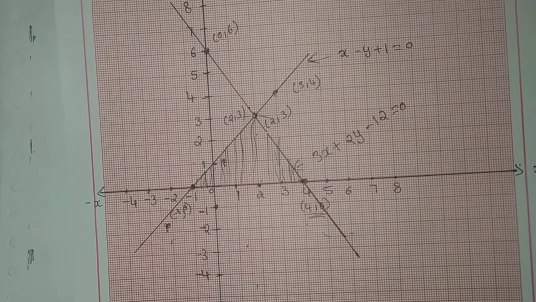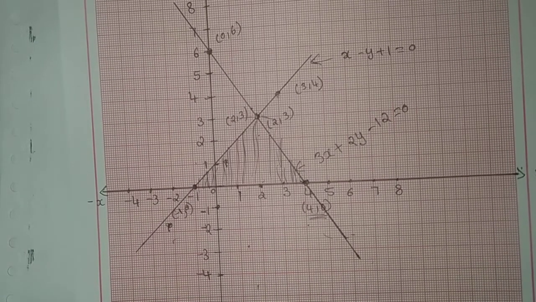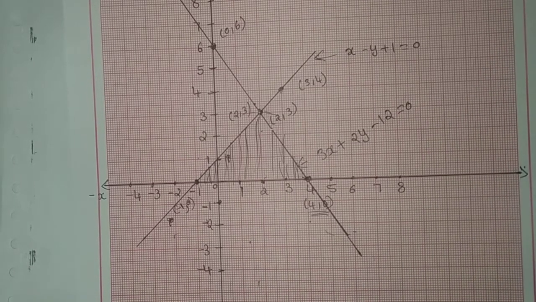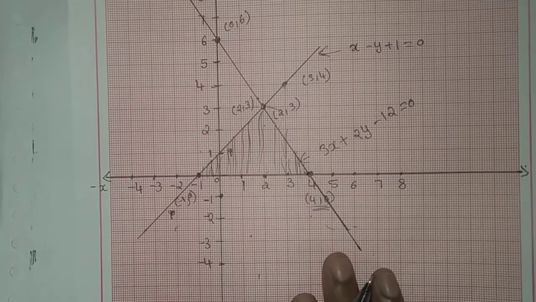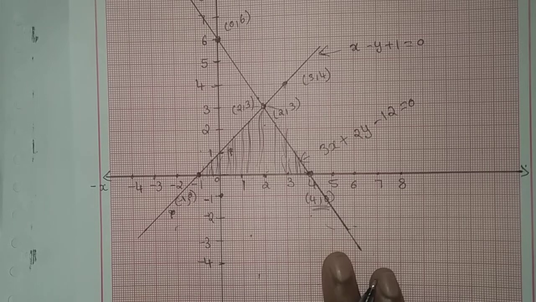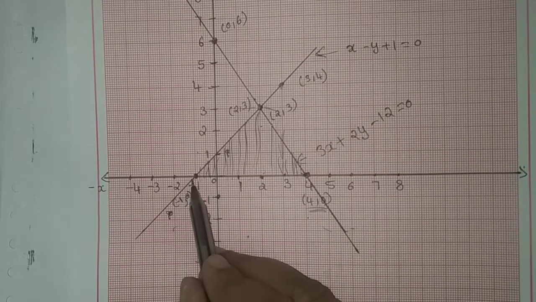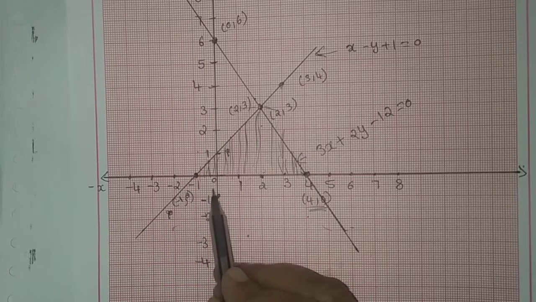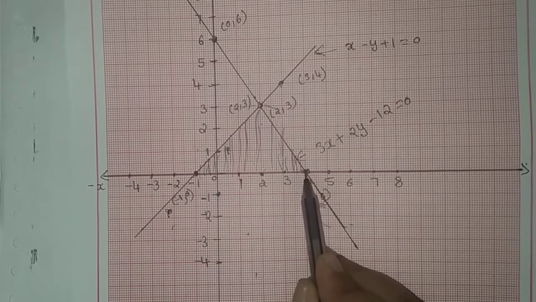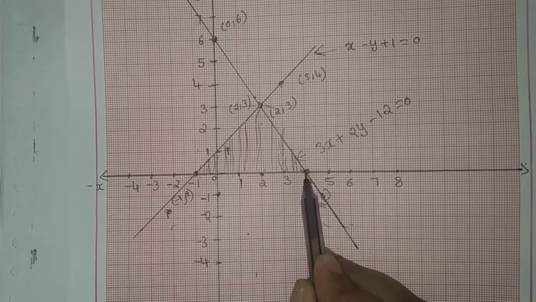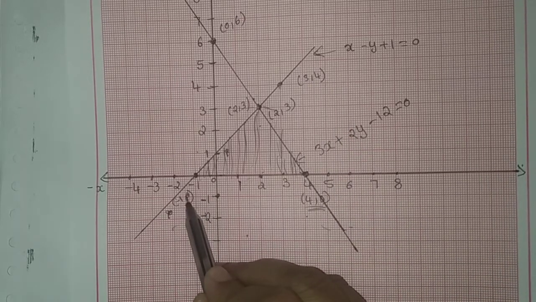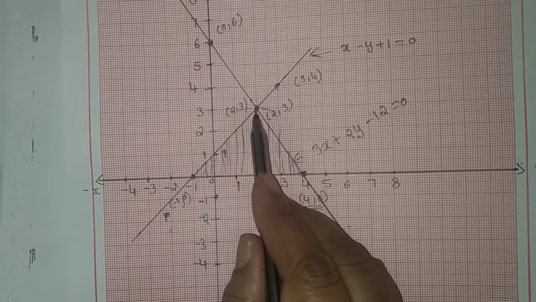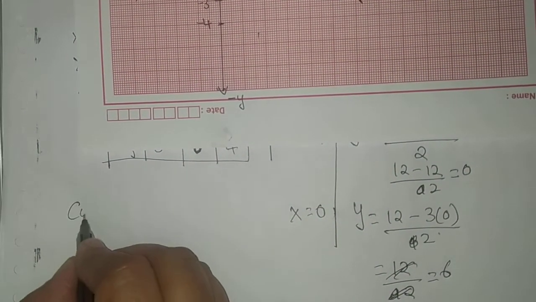But in the question they have given that we have to just find out and write the coordinates of the vertices of the shaded triangular region. So what are these? That is 4, 0, this one, the first of the vertices of the shaded triangle. This is the 4, 0. Then another one is this one, that is minus 1 and 0, and next one is 2 comma 3.